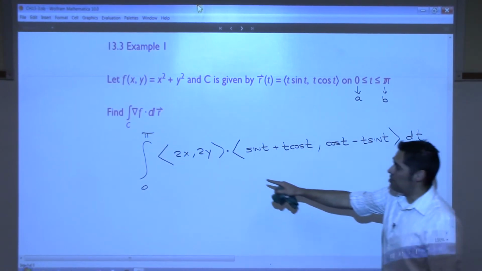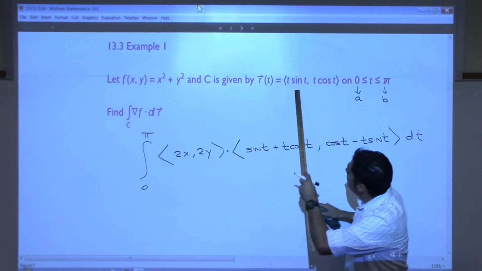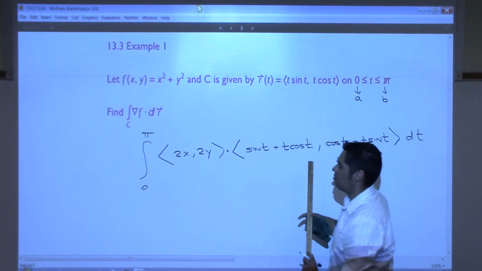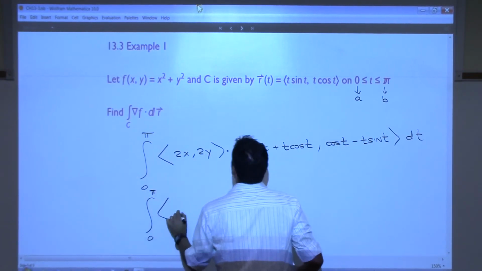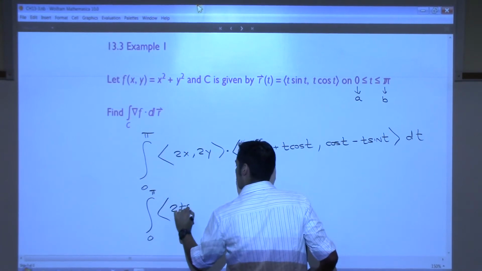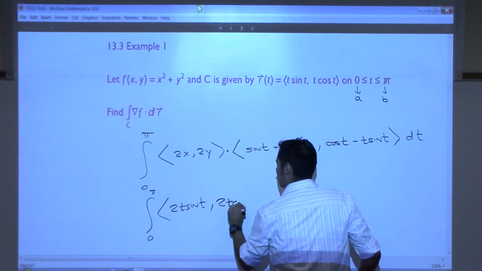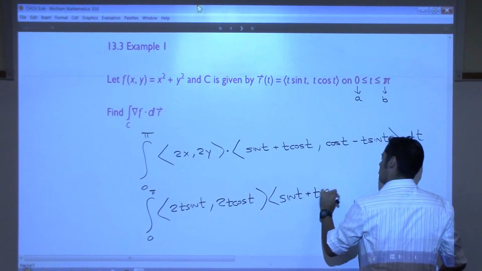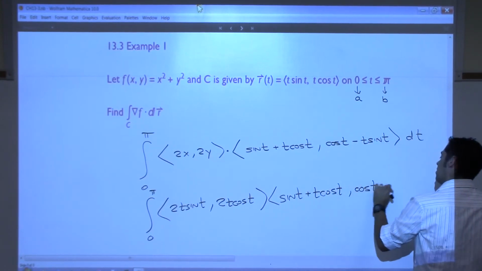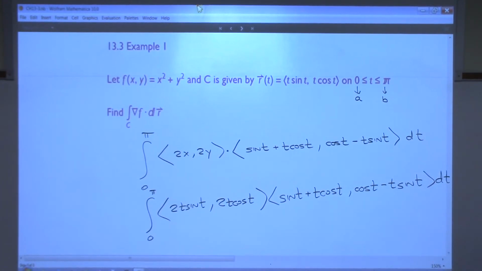And then you would have to replace your x's with what? What would I replace my x with? With the x component of the curve. So this would become 0 to pi, 2 times t sine t, comma, 2 times y, so 2 times t cosine t, and then sine t plus t cosine t minus t sine t dt. Understand? Then you would dot them, and then you'd start integrating.